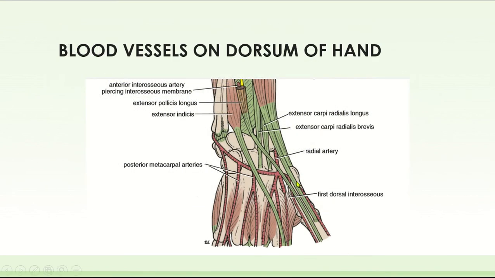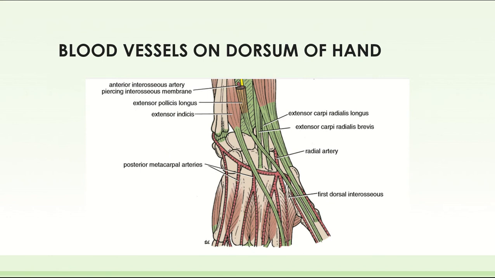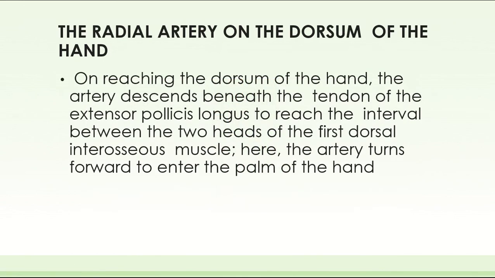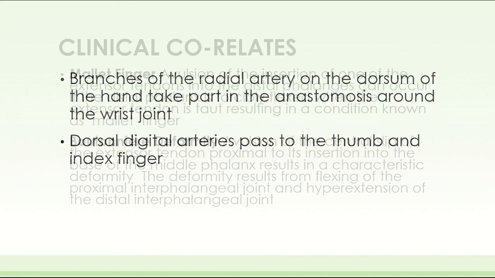So here we can see that radial artery, reaching the dorsum of the hand, descends beneath the tendon of the extensor pollicis longus muscle to reach the interval between the two heads of the first dorsal interossei muscle. Here the artery turns forward, and from here the arteries reach the palmar side of the hand. Branches of the radial artery on the dorsum of the hand take part in an anastomosis around the wrist joint. Dorsal digital arteries pass to the thumb and index finger.